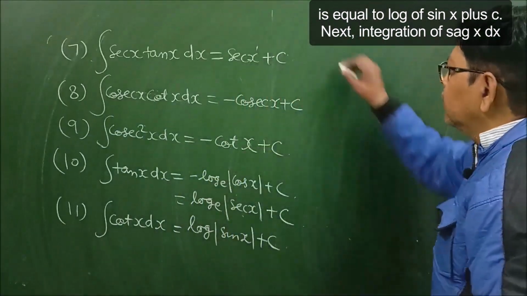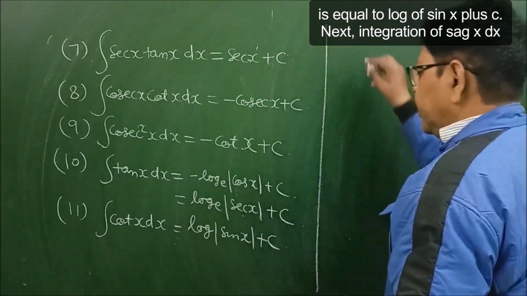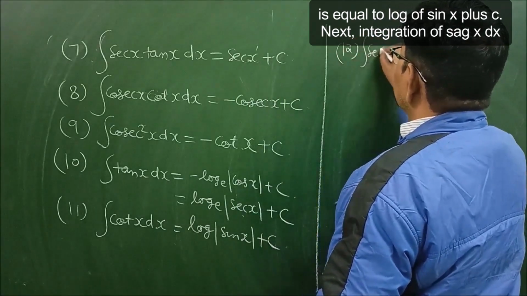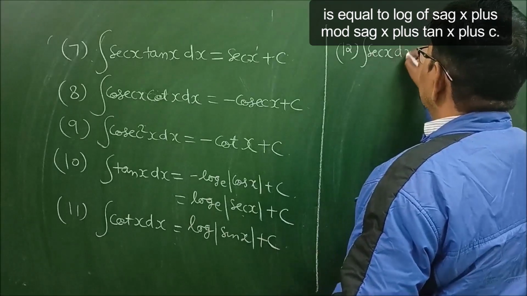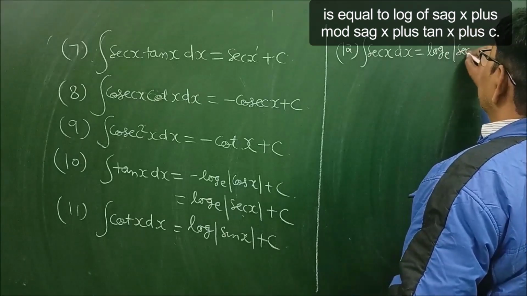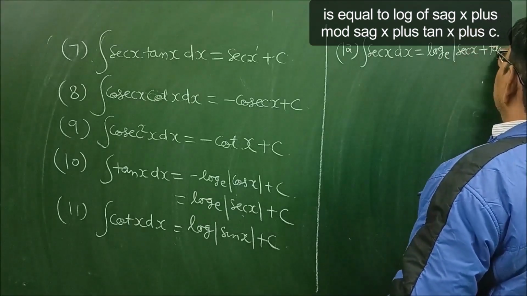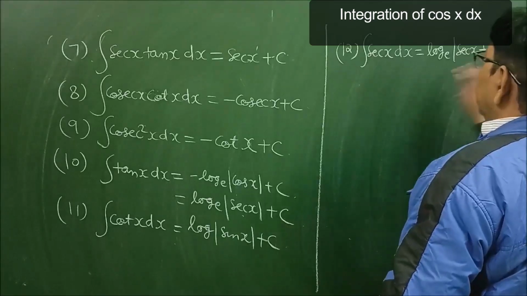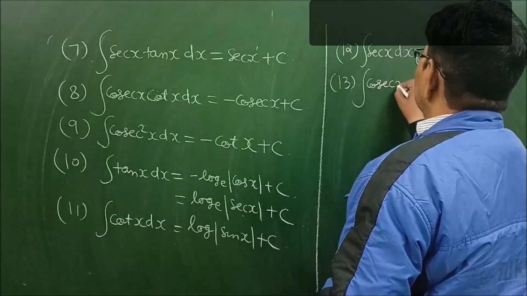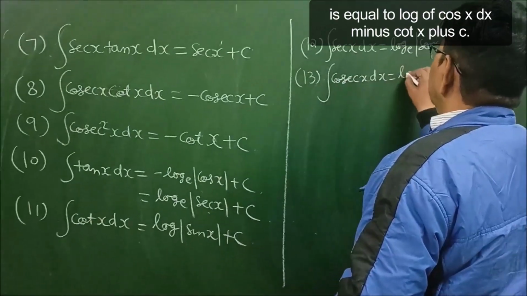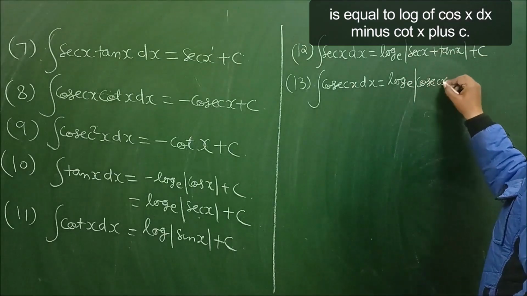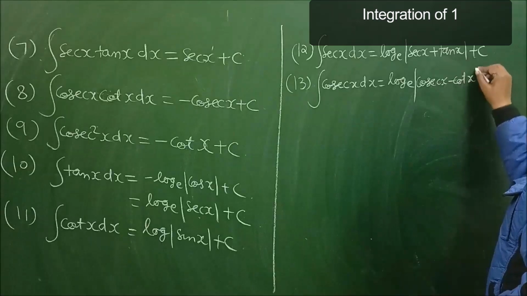Next, integration of sec x dx is equal to log of mod sec x plus tan x plus c. Integration of cosec x dx is equal to log of cosec x minus cot x plus c.